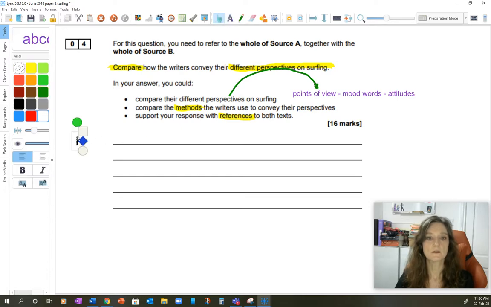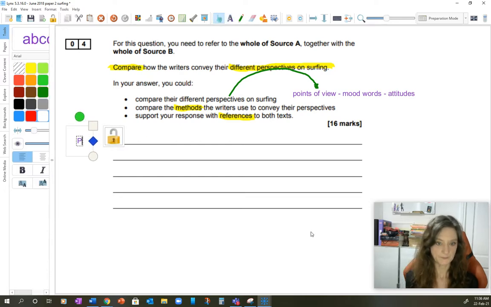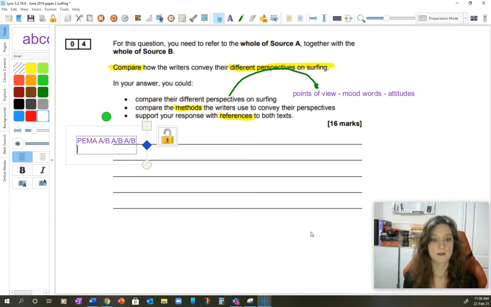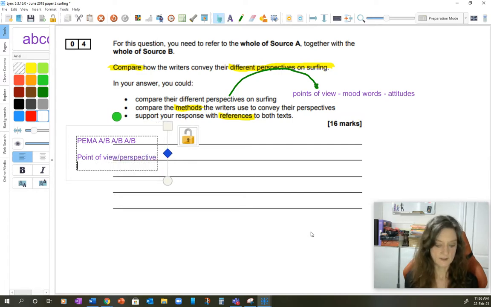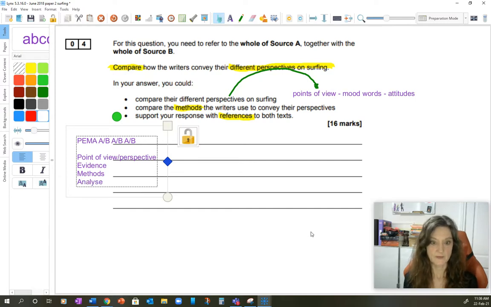And the mnemonic that we're going to use for this one is PEMA. And it's PEMA A, B, A, B, A, B. And PEMA stands for point. No, it doesn't. It stands for point of view or perspective. Evidence, got to use that evidence, that's your third bullet point. Method, so what does it say there? Methods the writers use. And analyze, or zoom in.